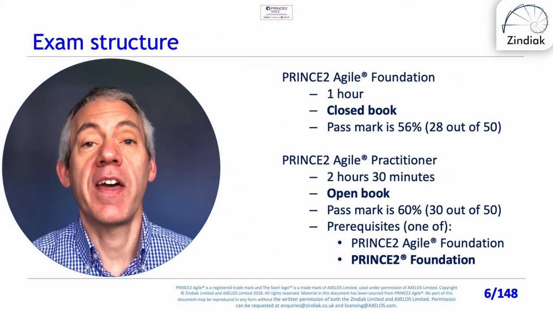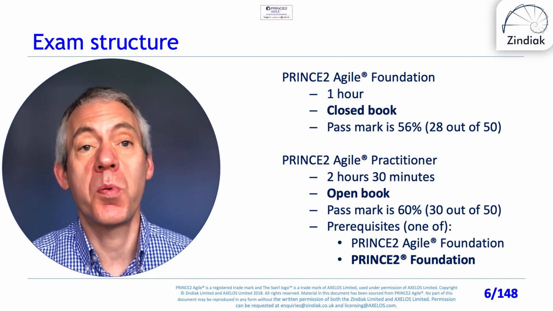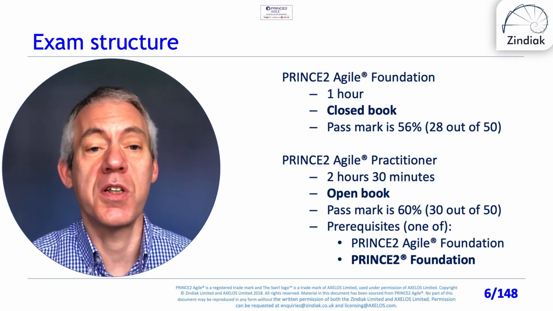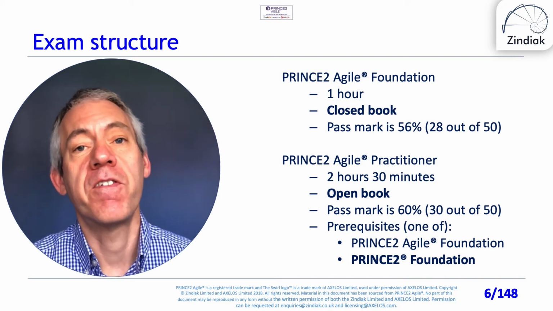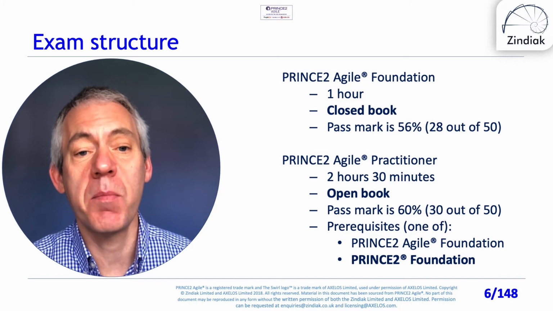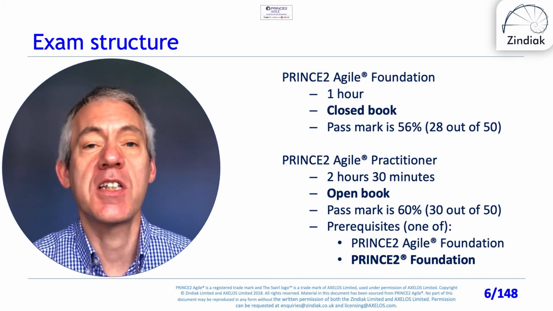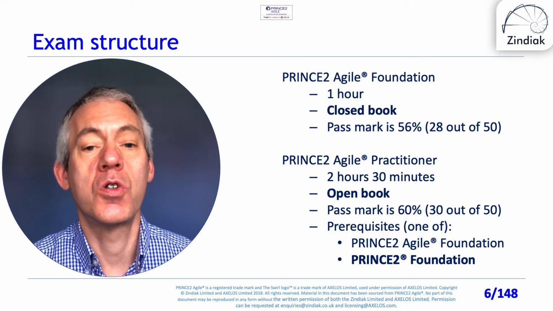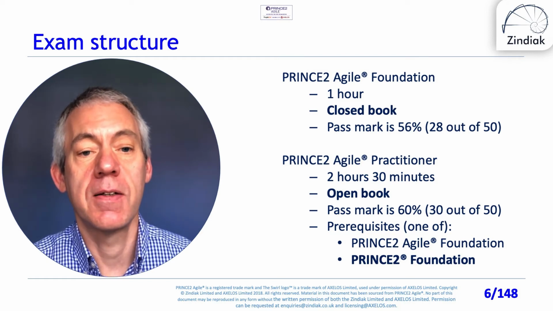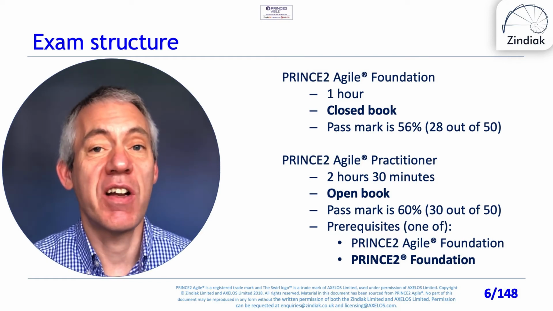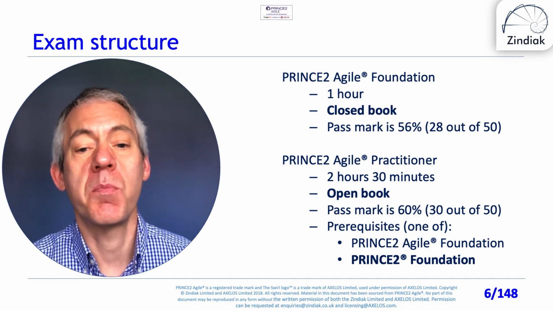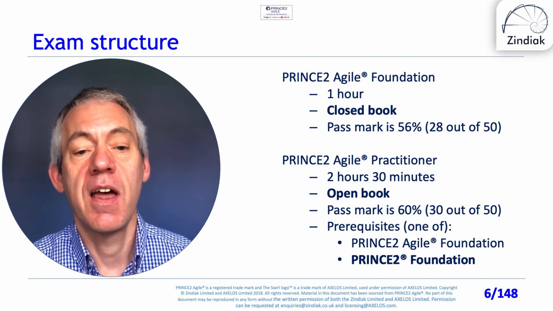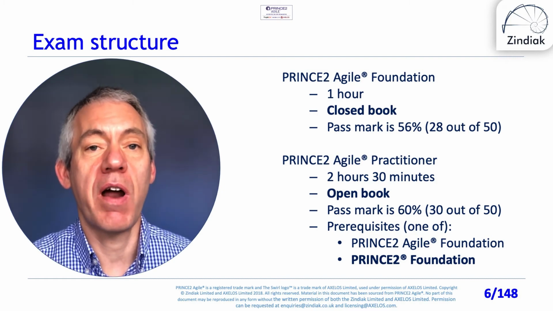I'm now going to talk about the exam structures. So there are two PRINCE2 Agile exams. There's the PRINCE2 Agile Foundation and the PRINCE2 Agile Practitioner. The Foundation is a 1-hour exam. It's closed book and the pass mark is 56% or 28 out of 50. PRINCE2 Agile Practitioner is a 2.5-hour exam. It is open book. The pass mark is 30 out of 50 and it has prerequisites of either PRINCE2 Agile Foundation or PRINCE2 Foundation.